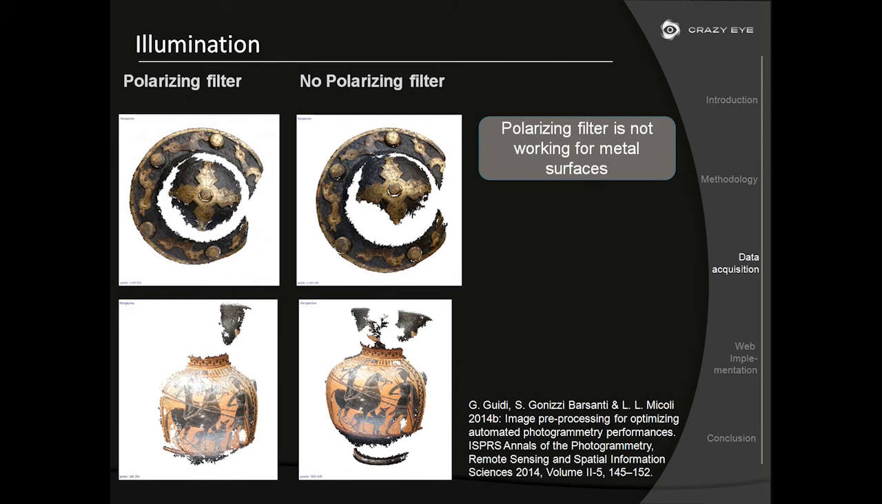Another approach would be to apply a coating, like a powder or something, to the surface. However, this can only be done if it's absolutely certain that the powder will not leave any residue on the object or cause any damage to it, either at the moment of application or in the long term, which is why we didn't use it. We also didn't use polarization filters, because the light reflections of metal surfaces are not filtered by polarization filters.